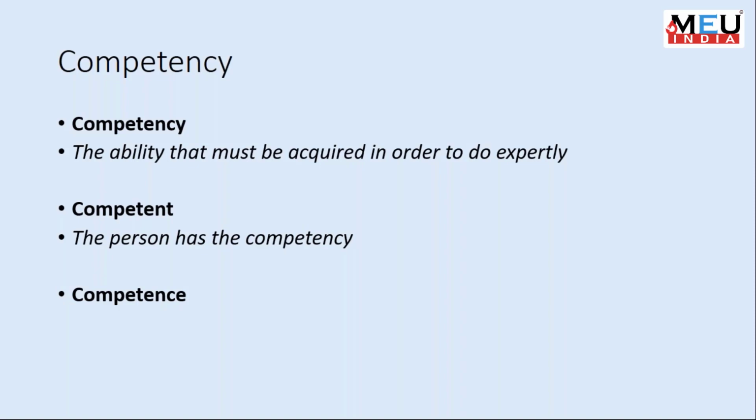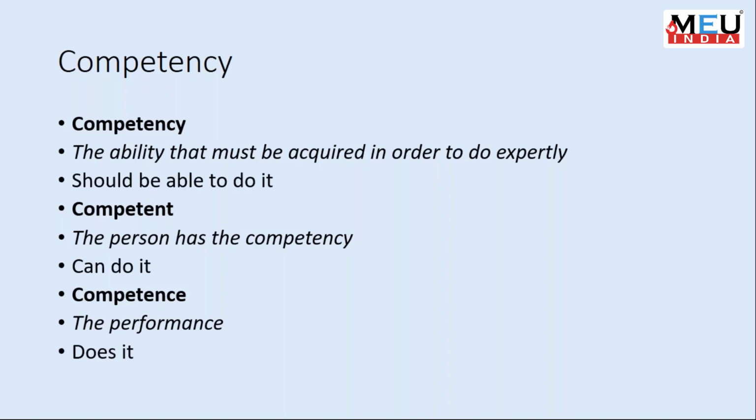The competent: once the student acquires that, he becomes competent. So the person has the competency, so he becomes the competent. And when using that competency, when he performs, then we can say this is a competence. So you can understand the difference between these three words. Competency is ability. The competent is the person who has acquired the competency, and competence means he is now performing. He has performed. So he should be able to do it, can do it, and does do it. These three important words we should remember.